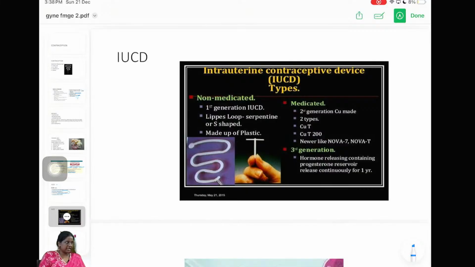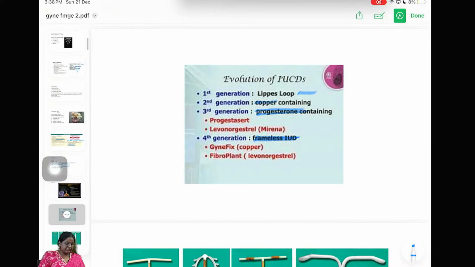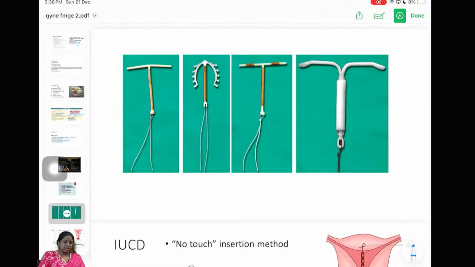Third generation would be hormone containing IUCD. So first generation is just a plain mechanical device, second is copper containing, third is hormone containing. Fourth generation is going to be frameless IUD. Frameless IUD means there is no structure at all. We will see what frameless IUD is. So these are the different types of IUCDs, copper Ts. This is multiload, and this is going to be progesterone, that is, this is a steroid reservoir.